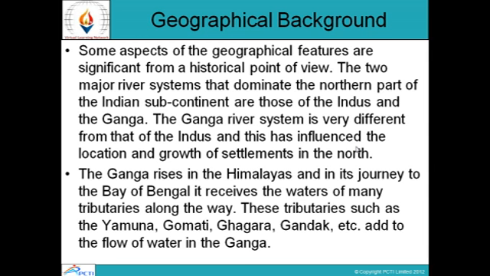The Ganga rises in the Himalayas, and in its journey to the Bay of Bengal, it receives the waters of many tributaries along the way. These tributaries, such as Yamuna, Gomati, Ghagra, Gandak, etc., add to the flow of water in the Ganga.